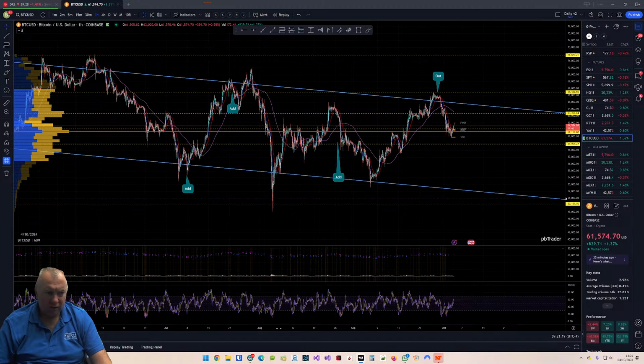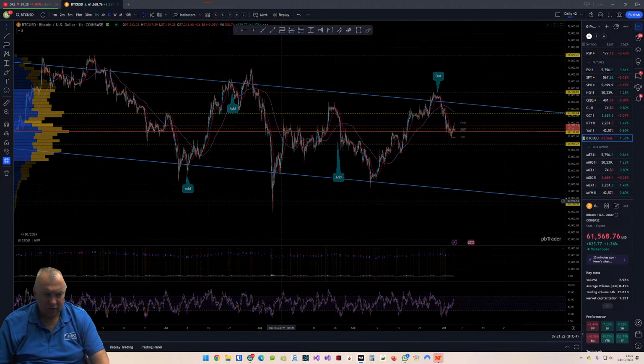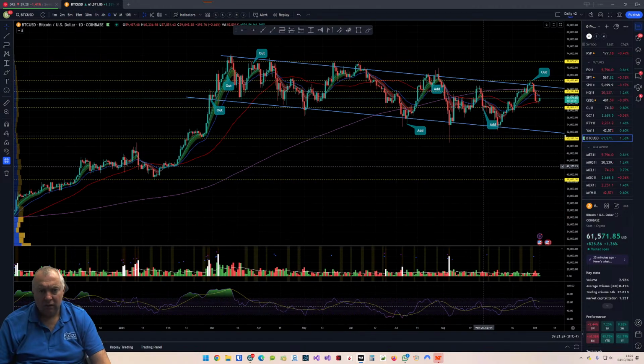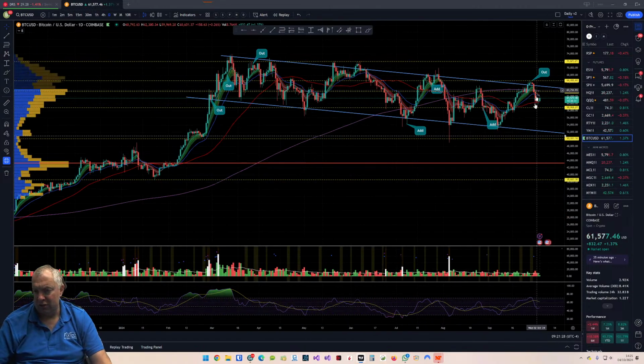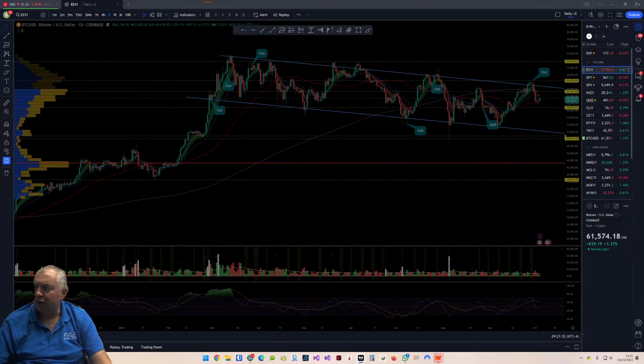I'll bring it in. No, I can't zoom out at the daily. So this is a daily. You can see we're clearly in this channel, so nothing to do. We just keep playing the channel until it breaks. And that's it. Have a quick look at ES and have a quick look at the order flow.